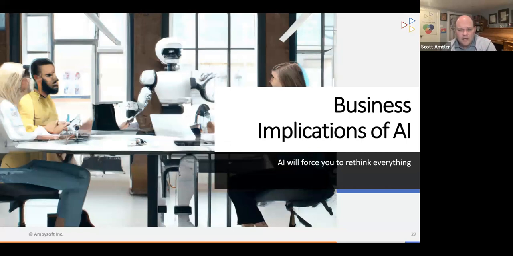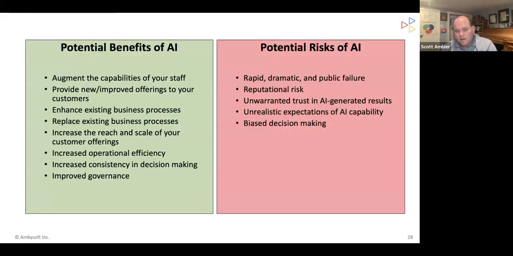So, some of the business implications of AI. AI should be forcing you right now to be rethinking everything. There's a lot of great opportunity here, to augment your staff, to increase your efficiency, to improve your decision making, to improve governance. There are so many opportunities to apply AI to improve governance. Just that alone should be of great interest to a lot of organizations, particularly with the new data and privacy laws, and all that sort of stuff. But there are some huge risks.